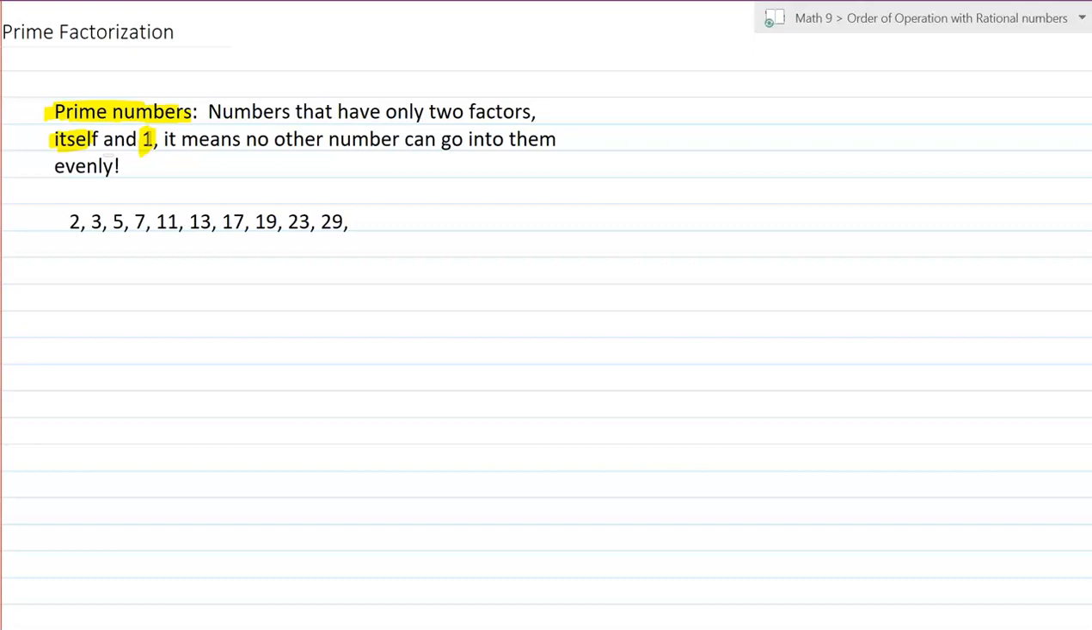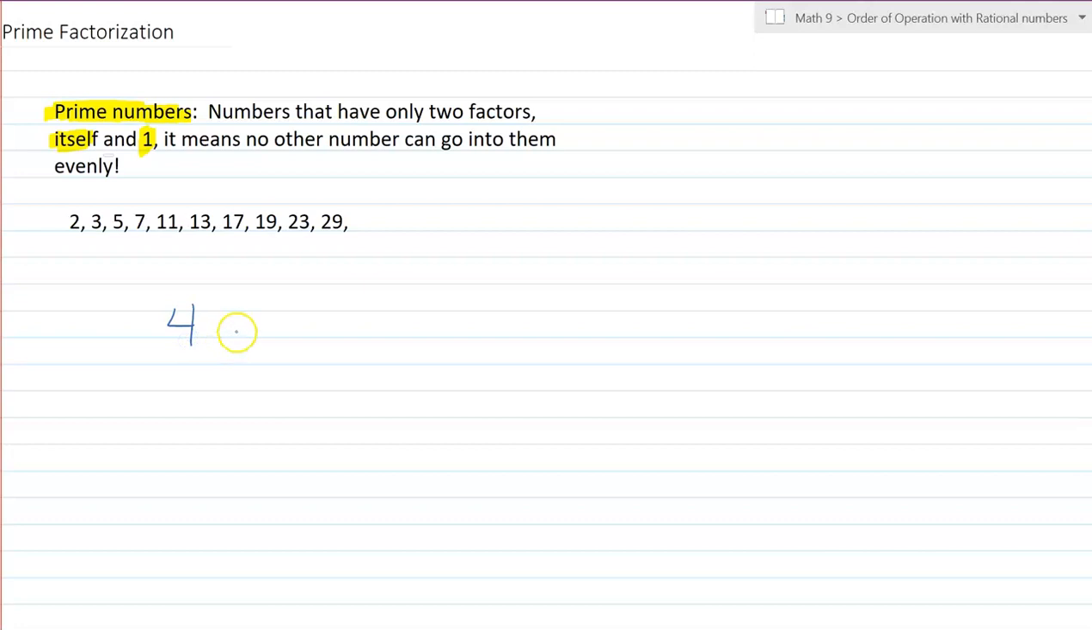These are the first few of them that I put in there, but you can type in prime numbers and Google it, and there are millions of them. So let's look at these numbers: 2, 3, 5, 7, 11, 13, 17, 19, 23, 29. These are the first few, the 8, 10 numbers that you are going to use all the time.